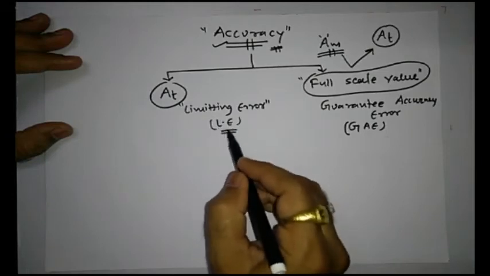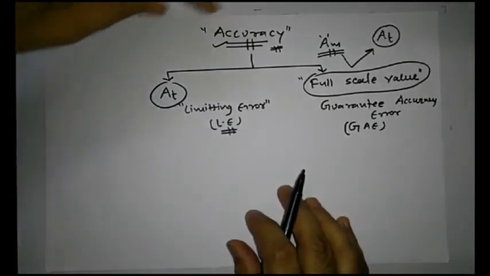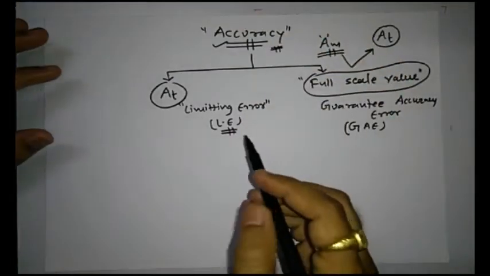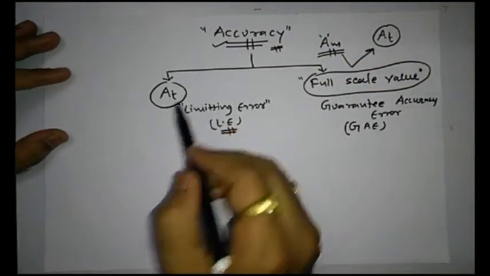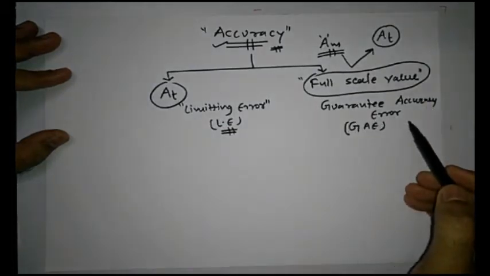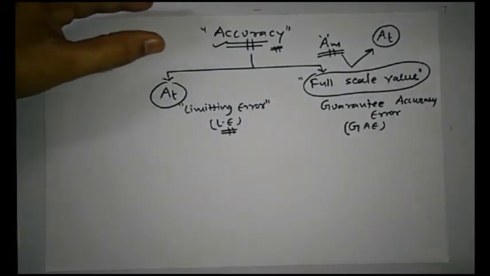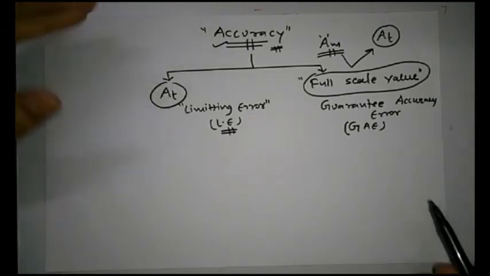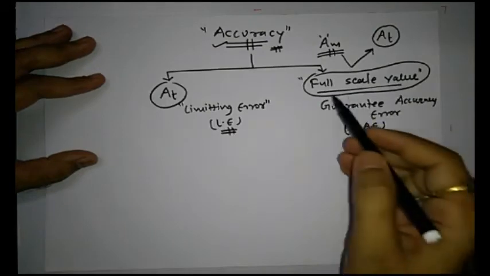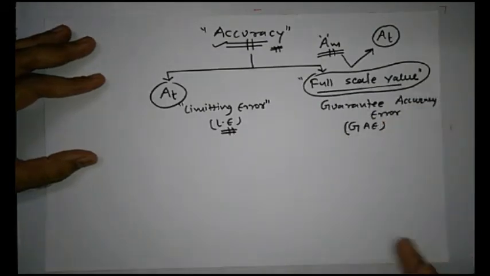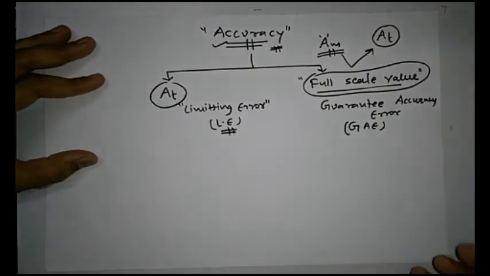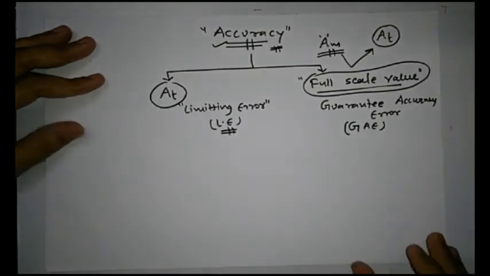So what is limiting error? Limiting error is nothing but a sort of accuracy when the accuracy is defined in terms of true value of measuring quantity, whereas guarantee accuracy error is nothing but a type of accuracy in which we are trying to define accuracy of a given instrument in terms of its full scale value or full scale deflection. Now let us discuss limiting error and guarantee accuracy error in detail.